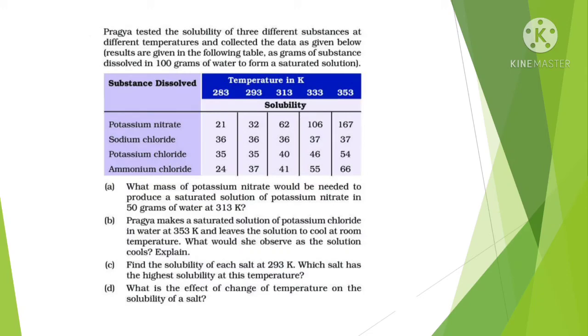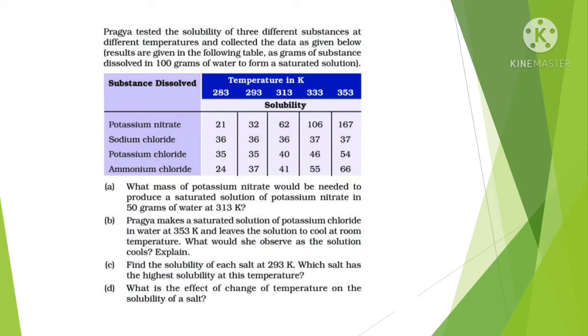Now the next question is, Pragya tested the solubility of three different substances at different temperatures and collected the data as given below. The results are given in the form of a table as grams of substance that are dissolved in 100 grams of water to form a saturated solution. It means she has taken the substances in grams and dissolved them in 100 grams of water for forming a saturated solution.